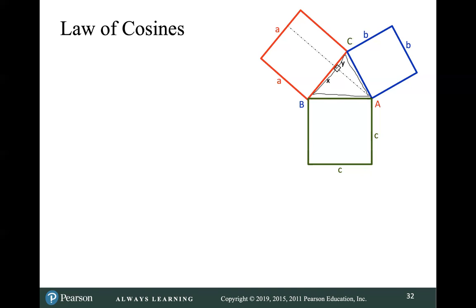And what we're going to do is construct altitudes from each of these angles. So from angle A, the altitude is already drawn in. It goes through side A at a right angle. And then I just continued that altitude all the way through the square. From angle B, we'll do the same thing, an altitude perpendicular to side B. And then from angle C, creating an altitude perpendicularly through side C.